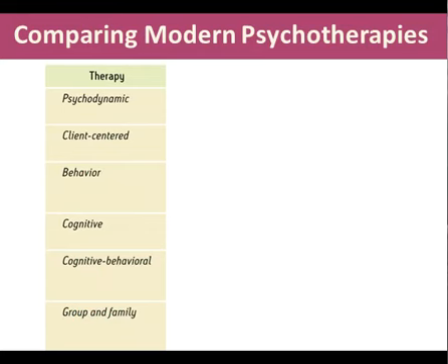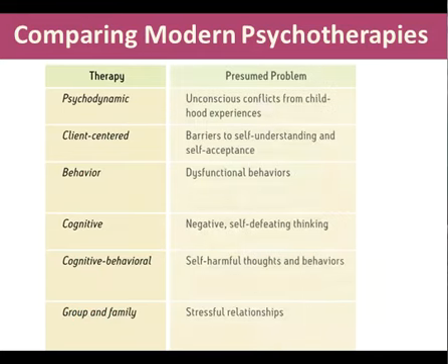Comparing modern psychotherapies. Psychodynamic, unconscious conflicts from childhood experiences; client-centered, barriers to self-understanding and self-acceptance. Behavior, presumed problem is dysfunctional behaviors. Cognitive, presumed problem is negative self-defeating thinking. Cognitive behavioral therapy, the presumed problem there is self-harmful thoughts and behaviors, and the presumed problem for group and family therapy, stressful relationships.